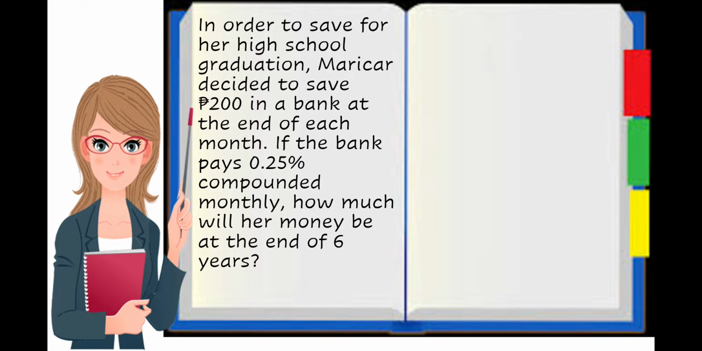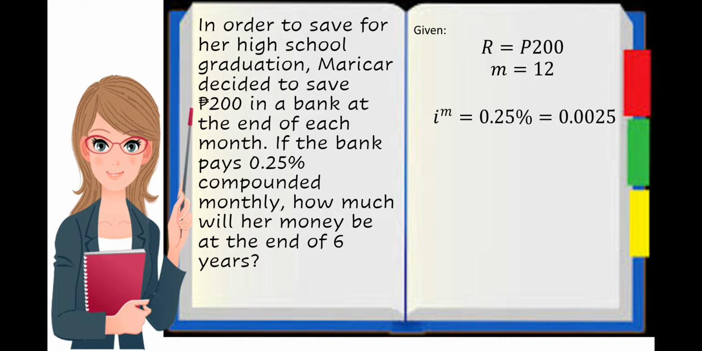So another example: in order to save for her high school graduation, Maricar decided to save 200 in a bank at the end of each month. If the bank pays 0.25% compounded monthly, how much will her money be at the end of 6 months? So given in the problem, the regular payment is 200 pesos, the number of times of payment is 12, and the interest rate is 0.25% or 0.0025.